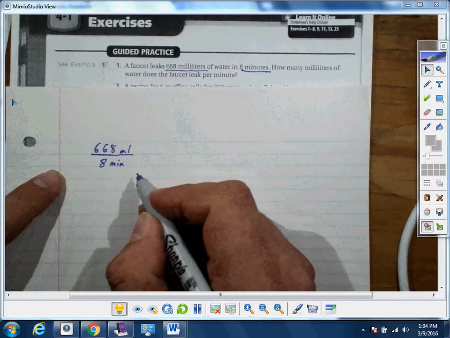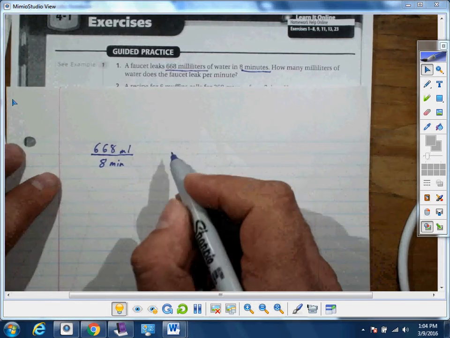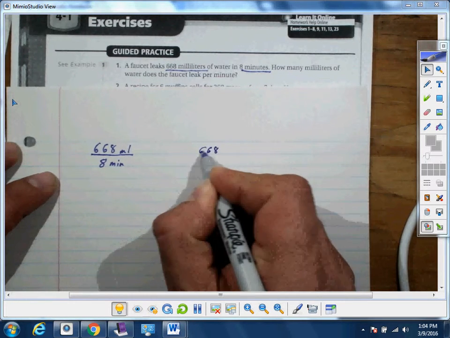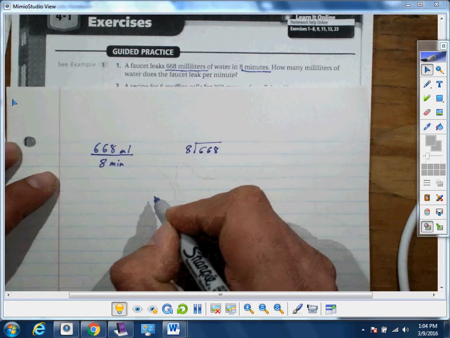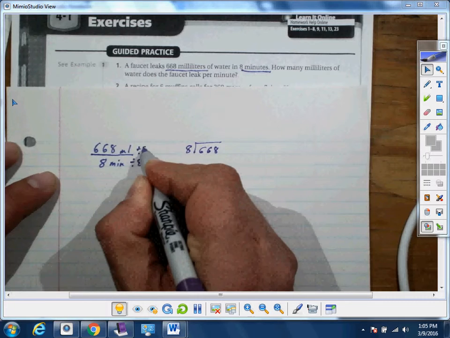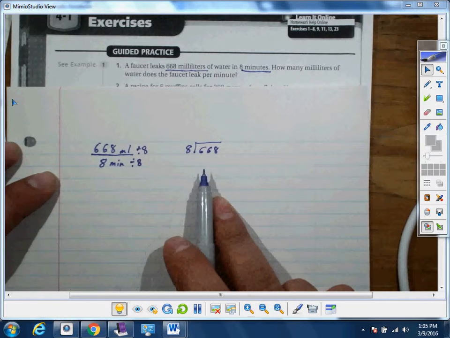Okay, so now I'm going to do my division. And there's 2 ways you can do this. We can use the fraction method, where you get the fraction sideways, and you know that you go 668 divided by 8. Or you could simply divide by 8. You can do it either way. This way, however, shows you the long division method.